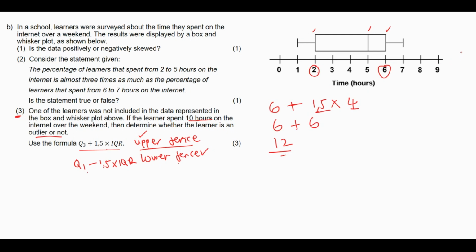So it's even above 9 there and above 10. The upper fence is going to be 12 here. And then this learner spent 10 hours. So 10 hours is somewhere here, which means it is below the upper fence. So the learner is what? Not an outlier. Therefore, the learner is not an outlier.